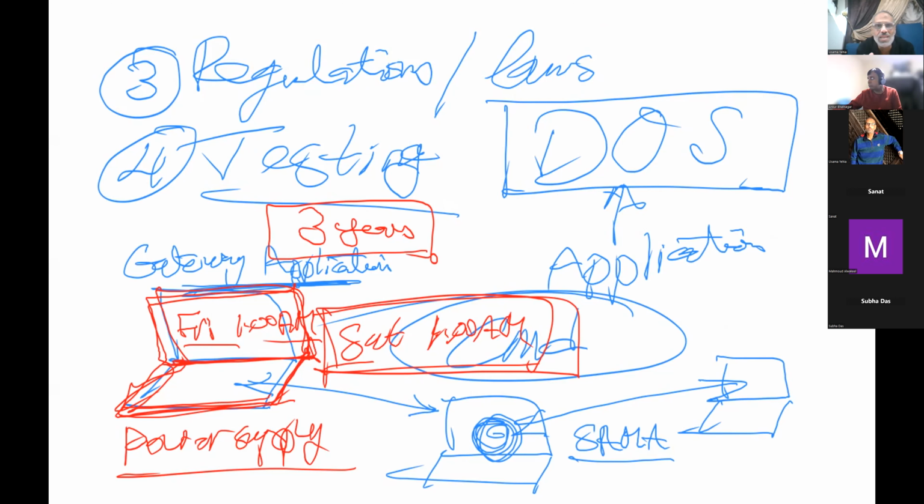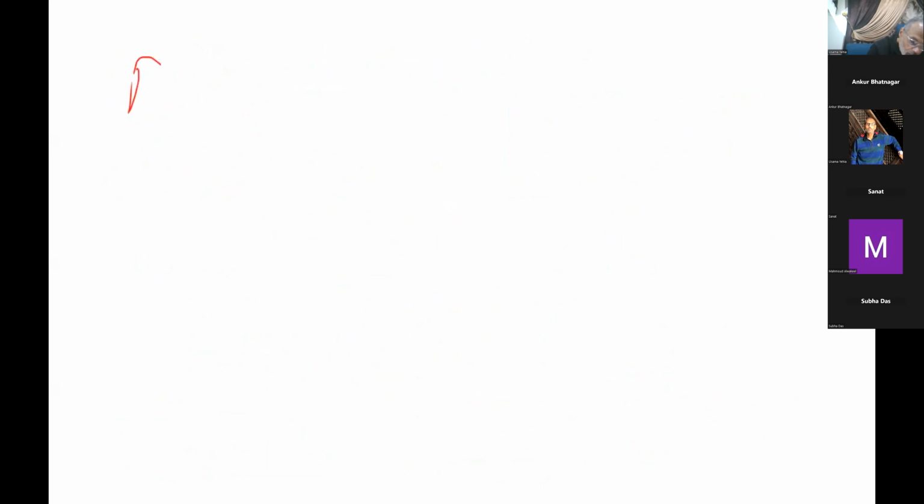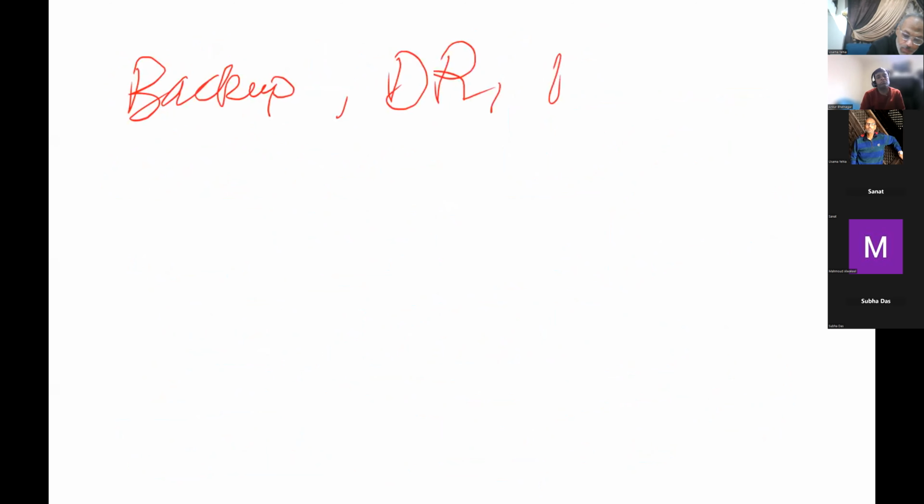Then please test. This is very important, not only in this. Testing is very important in backup. It's very important in disaster recovery. It's very important in business continuity. Whatever the process, please don't tell me we are ready until you have a proper test plan.